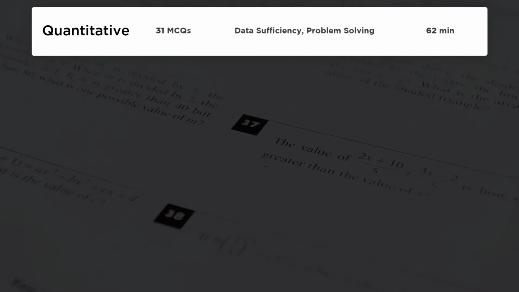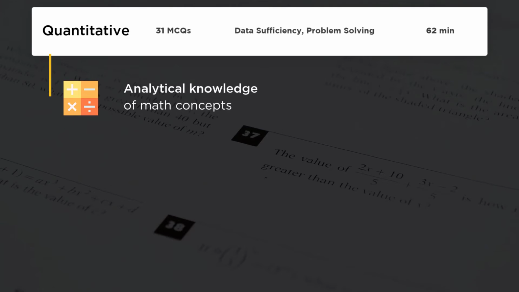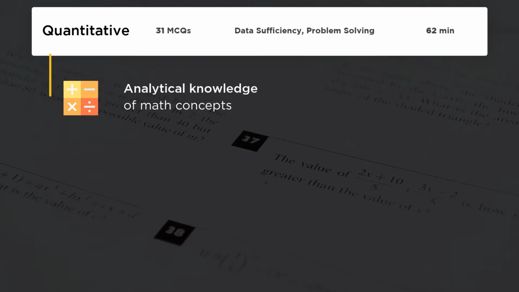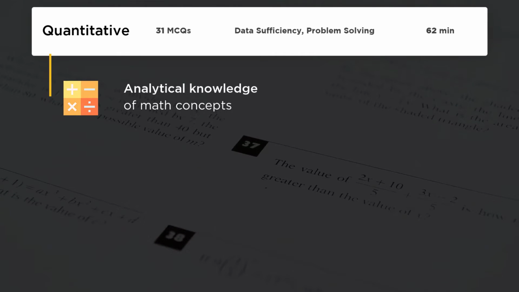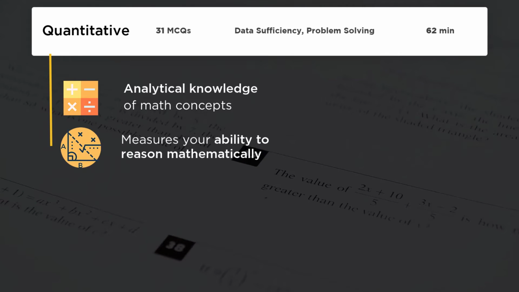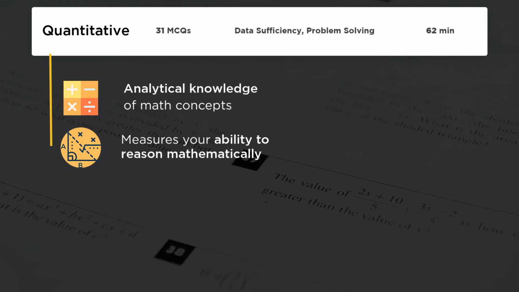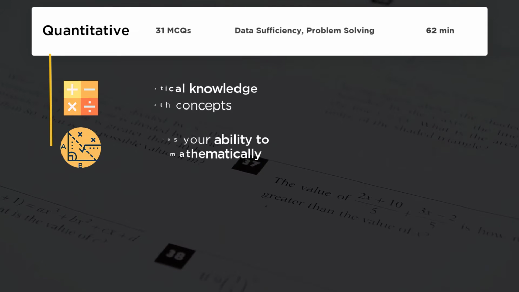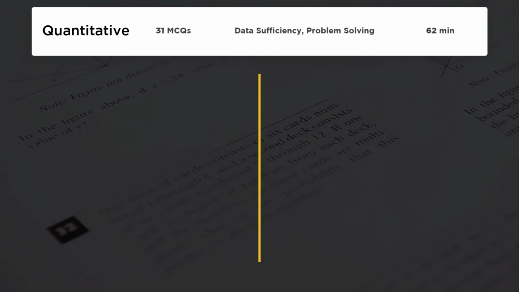The GMAT Quant section is designed to test your analytical knowledge of basic math concepts including geometry, arithmetic, and algebra. It aims to measure your ability to reason mathematically, interpret graphic data, and solve quantitative problems. There are 2 types of questions in Quant.